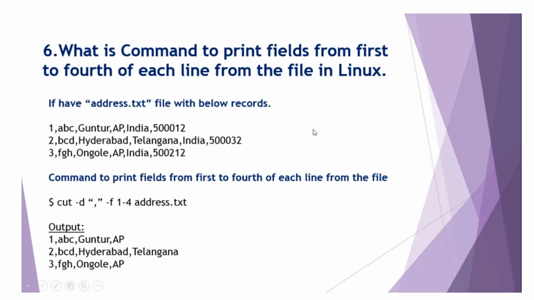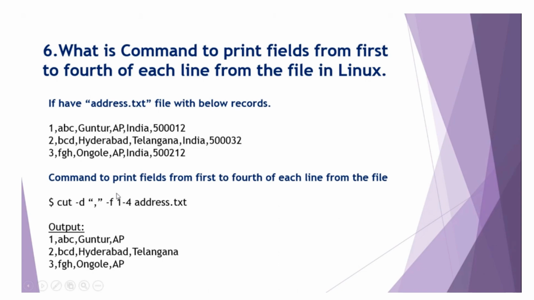Here we have one as serial number and ABC as customer name, Guntur is the city, and AP is the state, India is the nationality, and the pin code is 501000. Like this, all the records have these fields. So I just need till state, fields 1 to 4.